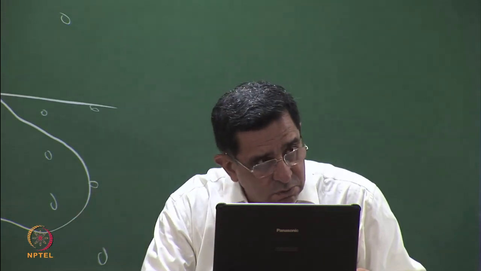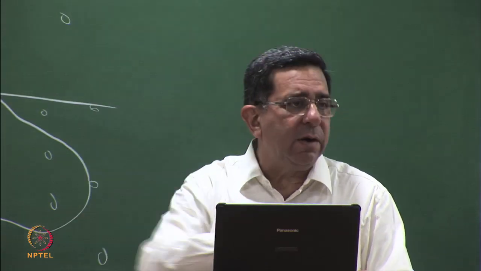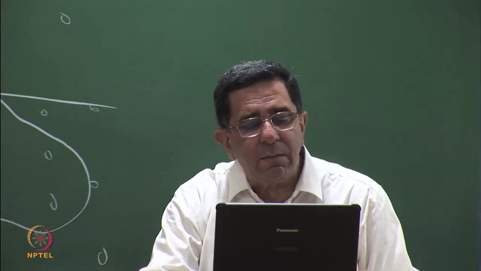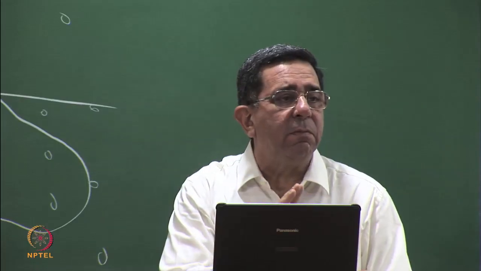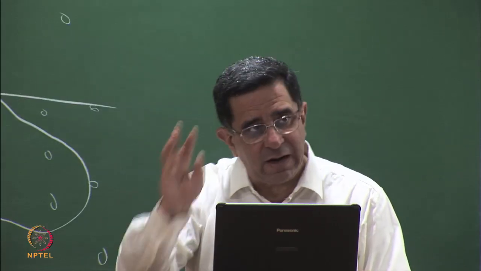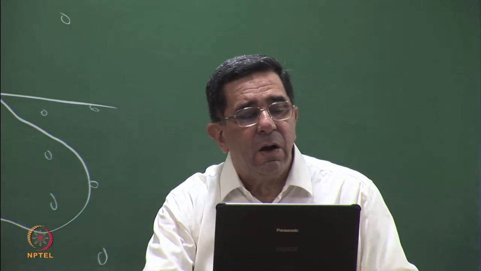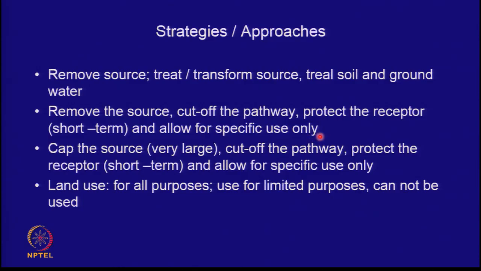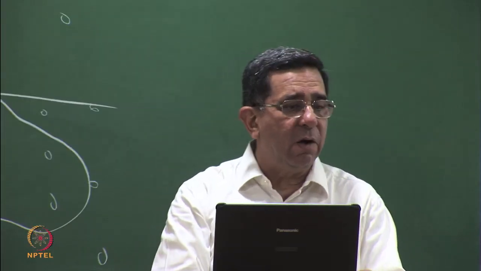So you remove the source, you cut off the pathways, you might make a vertical barrier around it, and protect the receptor. You may say that no groundwater wells can be placed in this zone, and if there are groundwater wells, you may seal them so that nobody can use them, and allow that land only for specific use. That means your water supply will now come from surface water. You can use the ground surface, but you can't use anything from below the ground.